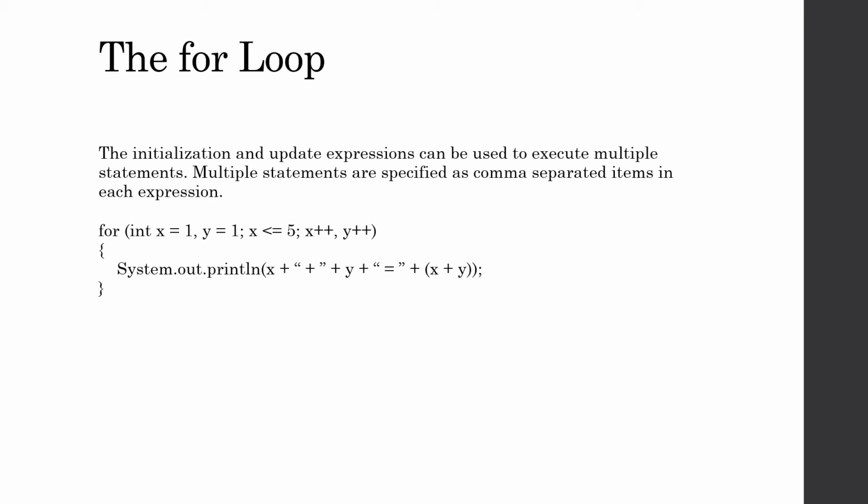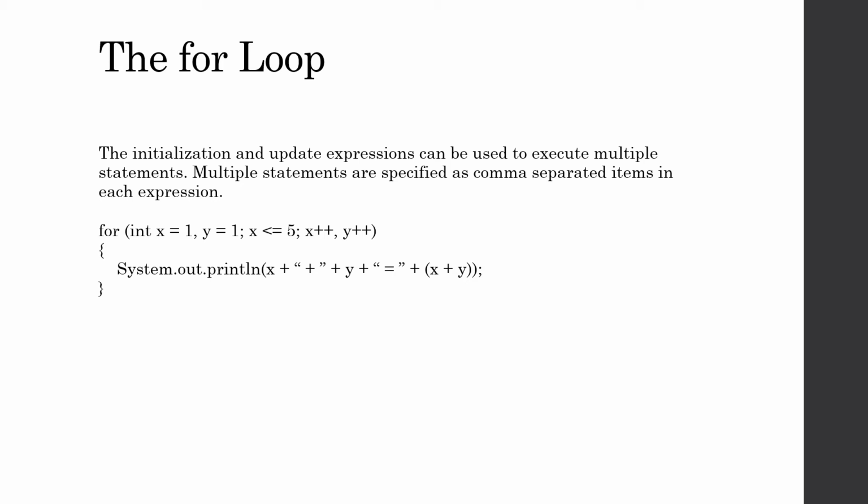So with the initialization and update expressions, we can actually include multiple statements inside these. These multiple statements are going to be specified as comma-separated items in each expression. To give you an example, in our initialization expression for this particular for loop, we've got int x equals 1, and we've got a comma, and then y equals 1. So we're going to declare 2 int variables, x and y, and we're going to initialize each one of those to a 1. So x will be equal to 1 and y will be equal to 1.